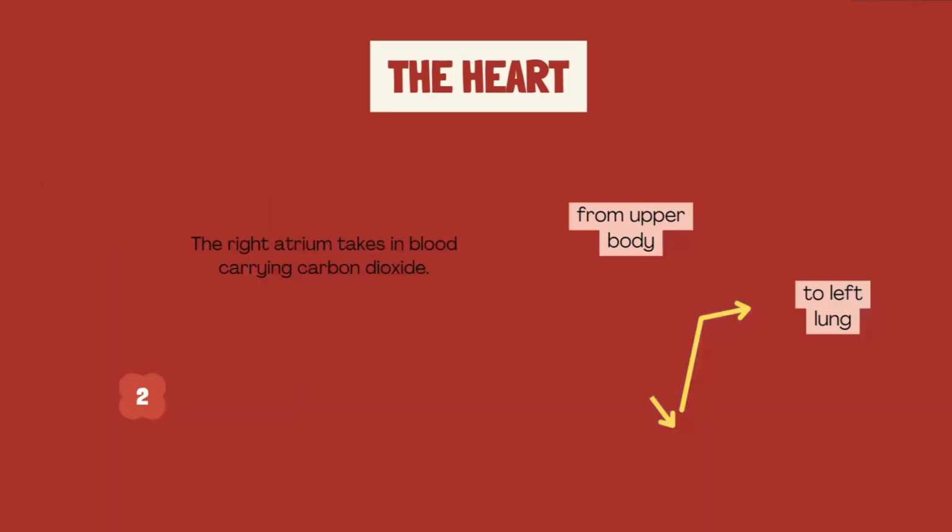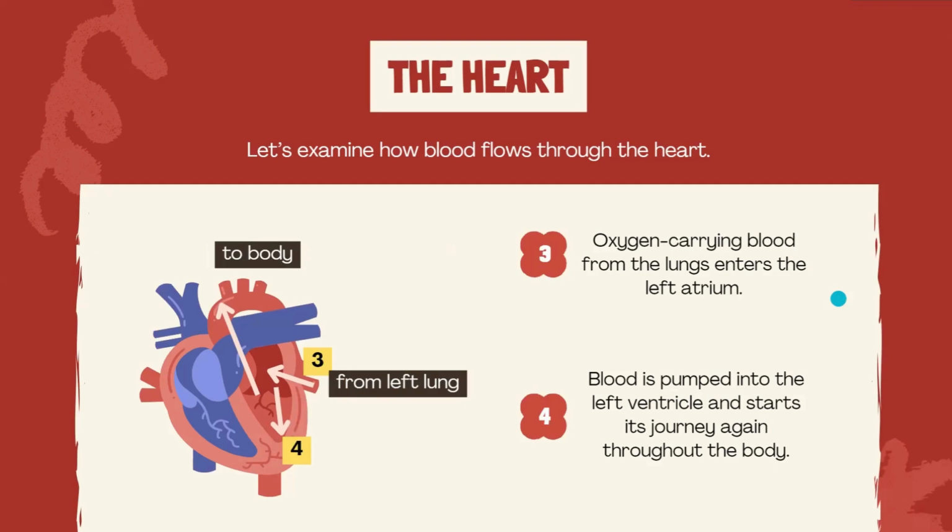The next part, we are going to look at how blood moves now from the lungs to the atrium. Since oxygen has replaced the carbon dioxide, this blood is oxygenated blood from the lungs. So oxygen carrying blood from the lungs enters the atrium. Blood again is pumped into the left ventricle and starts its journey back to the body. So this process continues. It's an ongoing process.